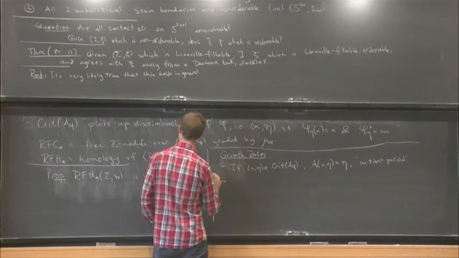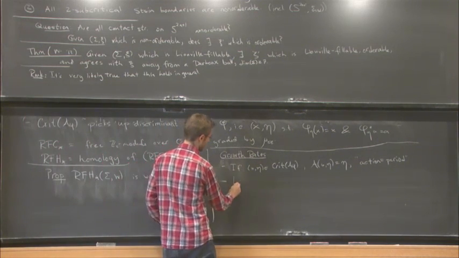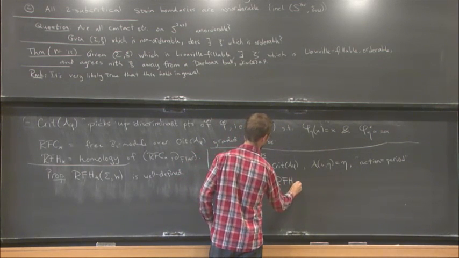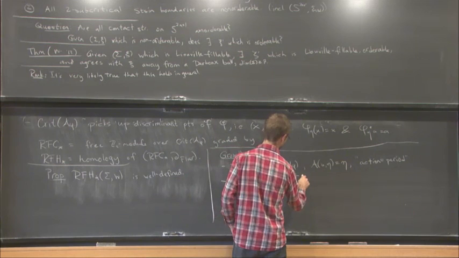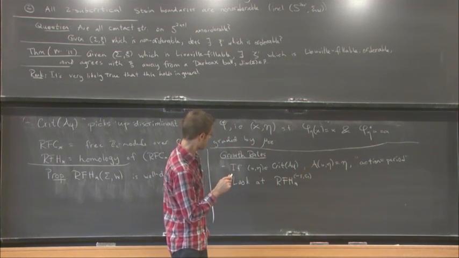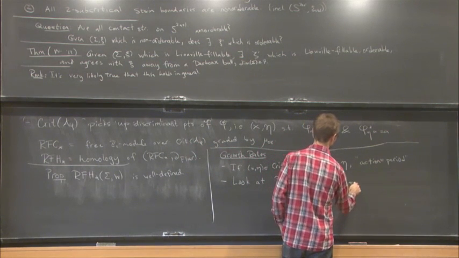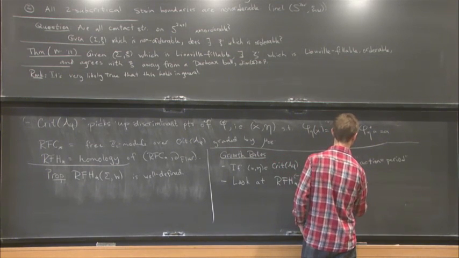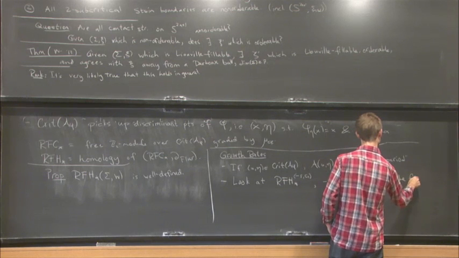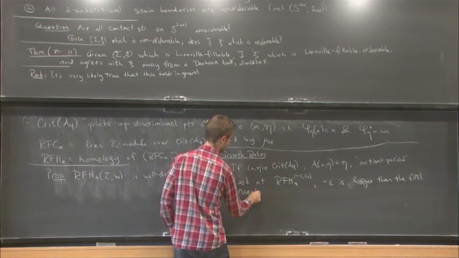And so what I can do at this point is I'm not going to look at the entire chain complex. I'm going to truncate it. So I'm going to look at the homology RFH star, and here I'm going to put a negative epsilon and a C sub n here. So I need that negative epsilon is larger than the first negative critical value.